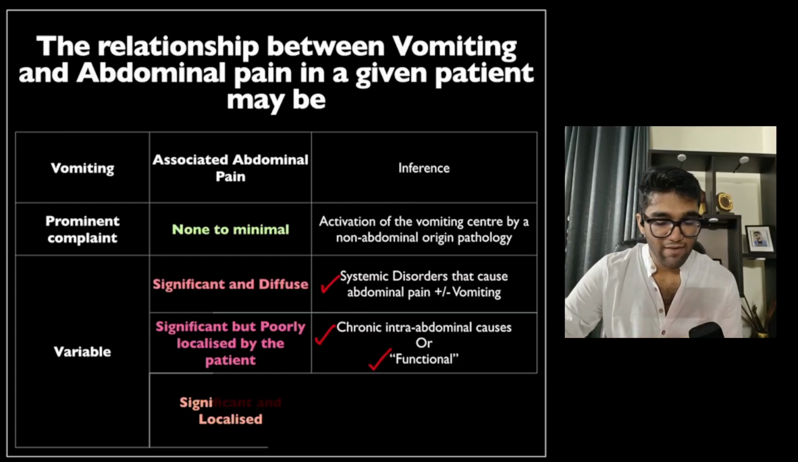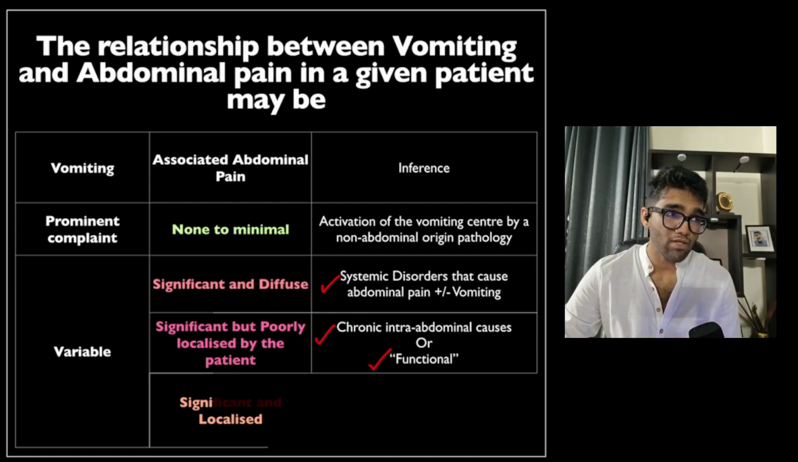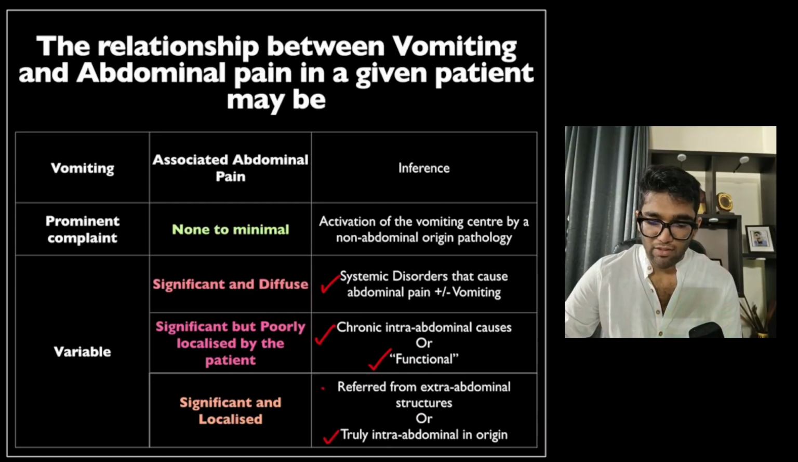And finally, you can have significant but highly localized pain, as in the patient is able to clearly say that the pain is arising from this particular region in the abdomen. This could be pain that has been referred into the abdomen from an extra-abdominal structure, or it could be true intra-abdominal pain. In these situations, presence or absence of vomiting does narrow down the differential, but it is highly specific to what kind of abdominal pain it is, and we'll get to that subsequently. So that's how I like to approach a case with vomiting and abdominal pain.